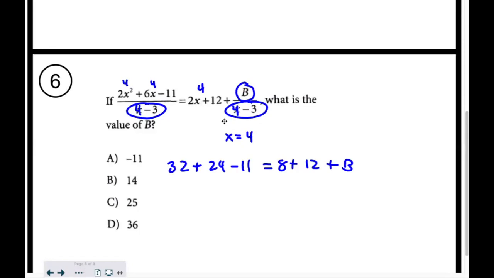So that's why, in my opinion, it was easy to pick 4, because then I didn't have to worry about those denominators. And now if I give you this problem, this is a super simple problem. It's a complicated looking problem that just looks way easier once we choose our own value. This was 32 plus 24, so 56 minus 11, so 45. And then this is 8 plus 12 is 20 plus b. So again, I would stop here and just know that I would take 20 away from each side, and b would just have to be 25.